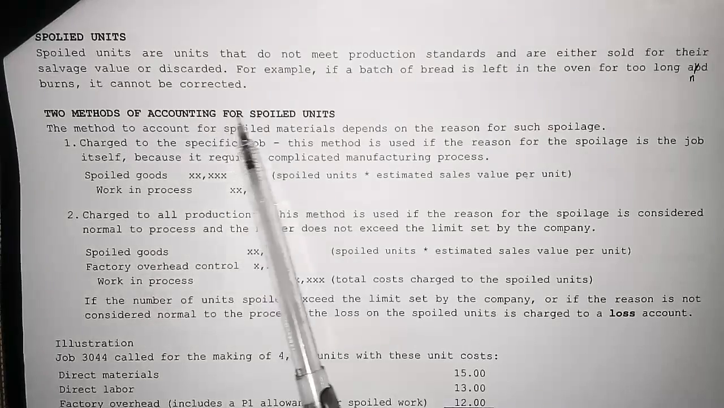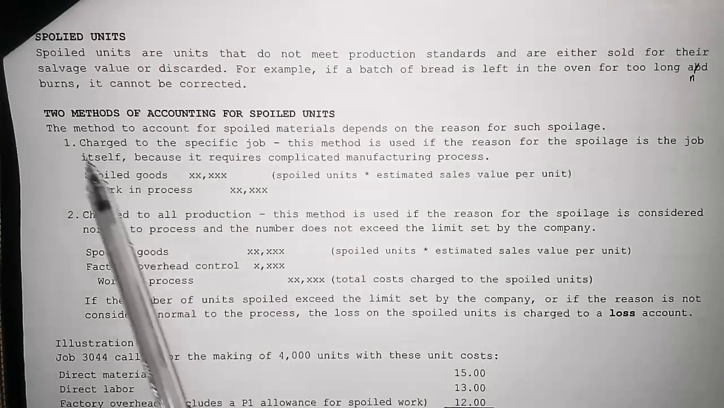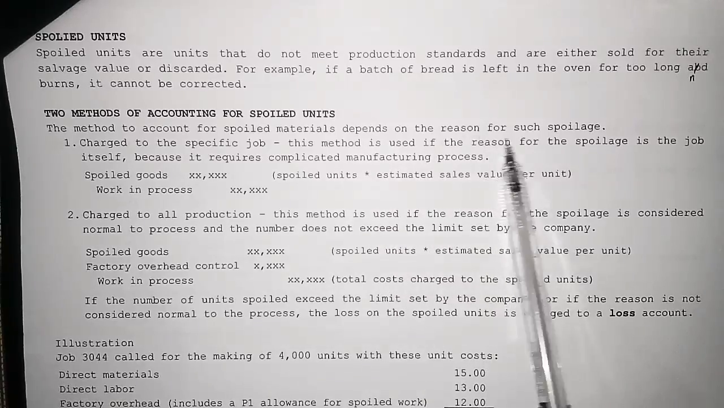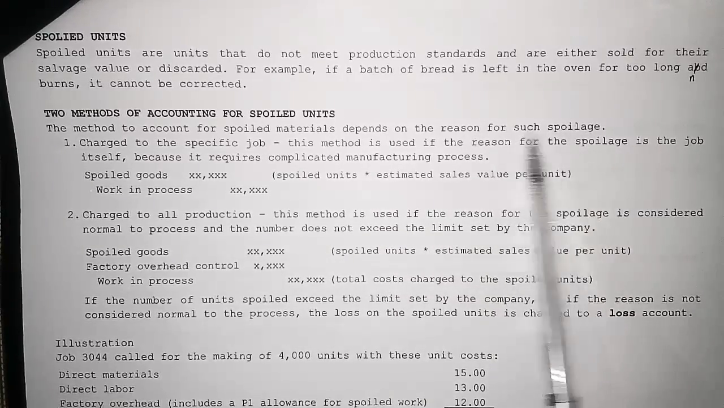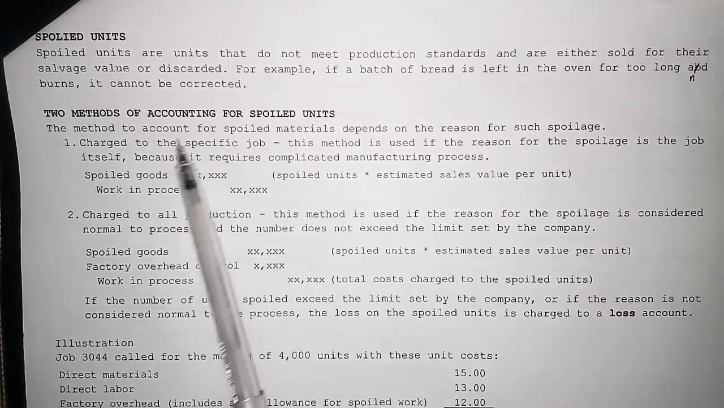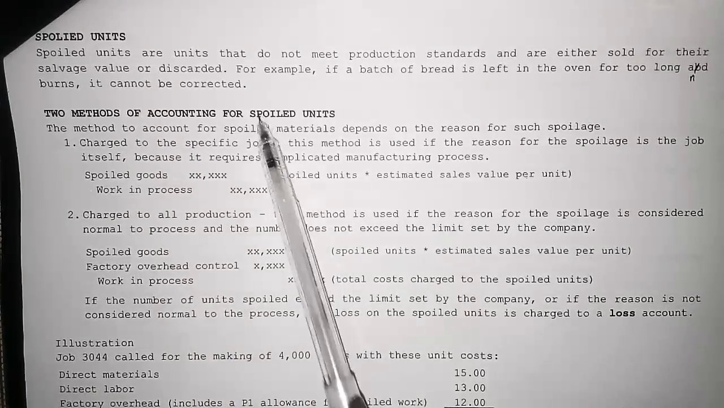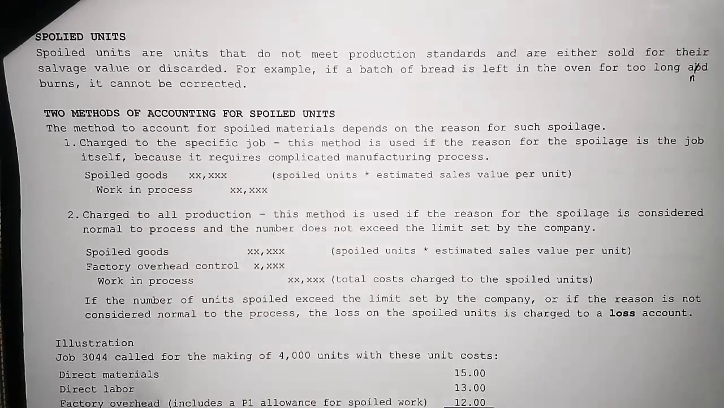Two methods of accounting for spoiled units. The method to account for spoiled materials depends on the reason for such spoilage. So, ibig sabihin, sa accounting for spoiled units, kailangan nating malaman kung ano yung reason ng spoiled units.